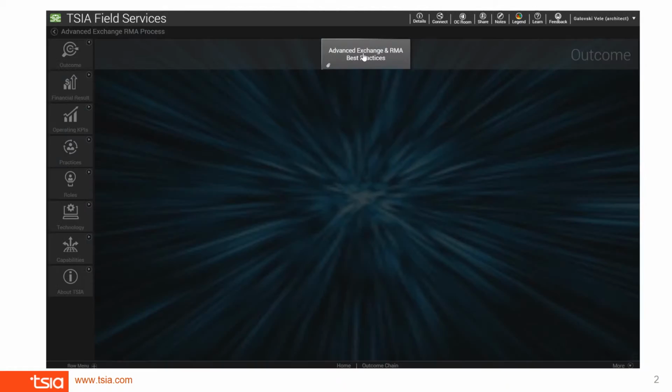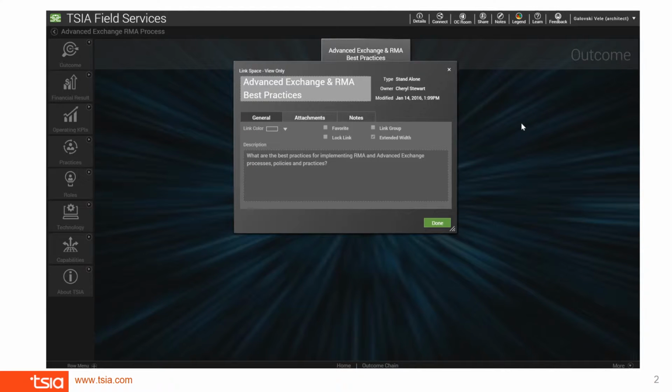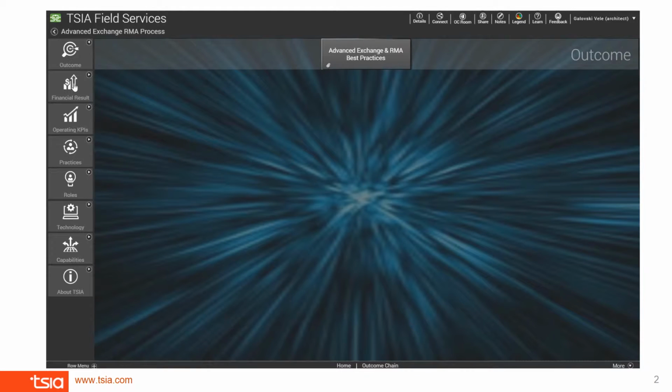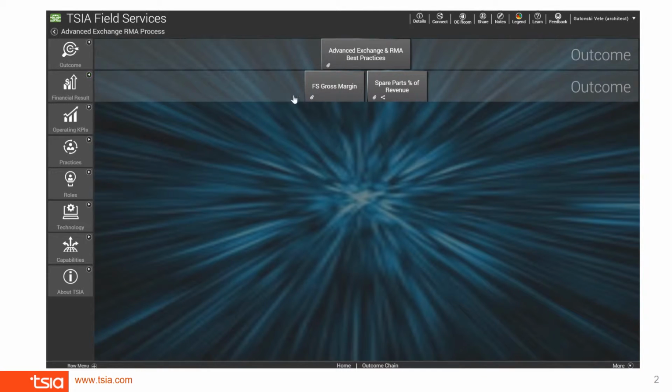outcome chain. A very common service business challenge within field services is what are the best practices for implementing RMA and Advanced Exchange processes, policies, and practices. This is a key business challenge to resolve because it impacts not only field service gross margin, but it also has an impact on spare parts cost as a percent of revenue.